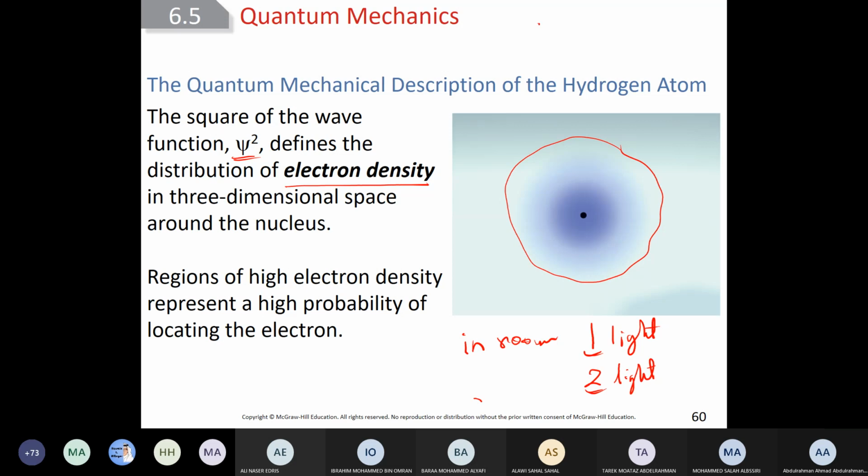So how many electrons do we have here? It could be one or two. What will be the difference if we have one electron or two electrons in this shape? The two will have more density. Exactly. So the electron density will be higher. Is this clear?